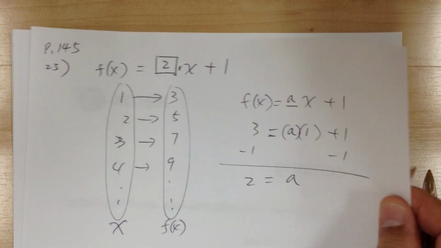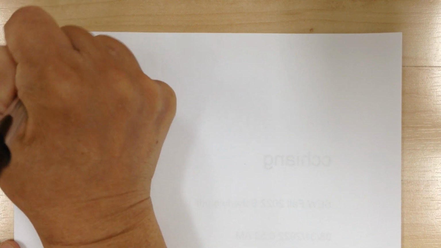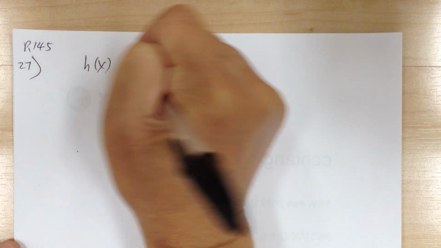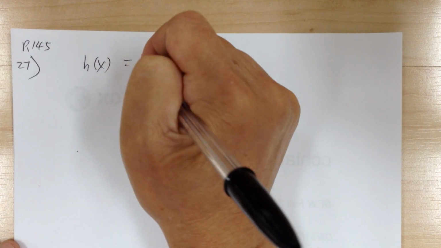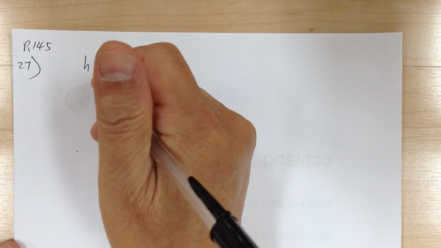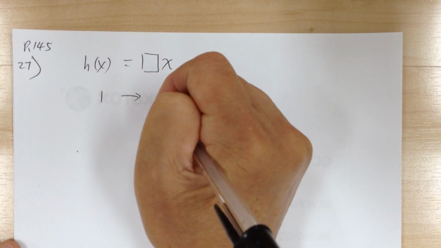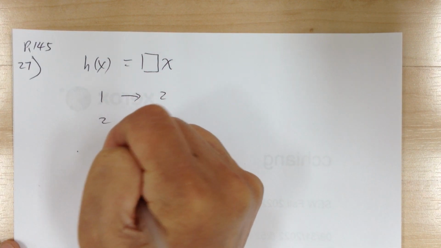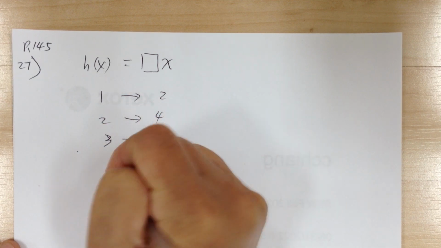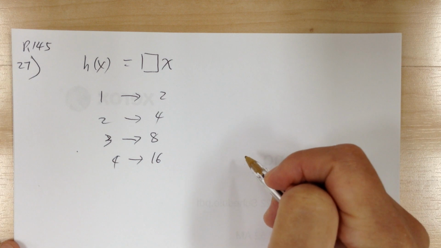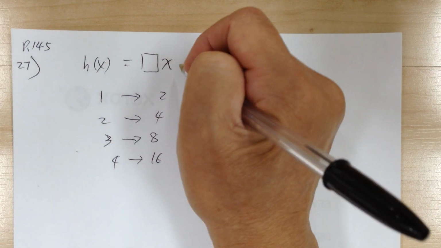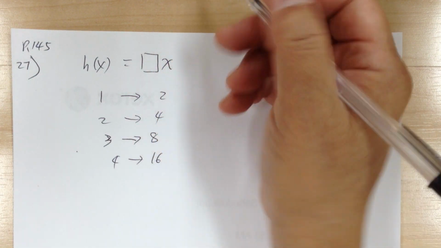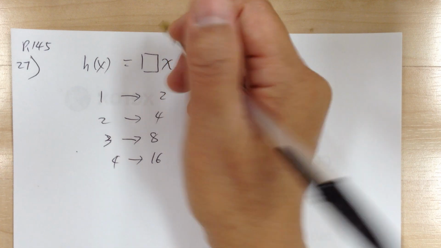Okay, let's go to number 27. So you got h of x equal to, I'm just going to put a blank space x, and I'm going to call it a. So again, the matching would be 1 will give you 2, 2 will give you 4, 3 will give you 8, and 4 will give you 16. Well, actually, this is kind of to the x. So this one you have to be very careful.